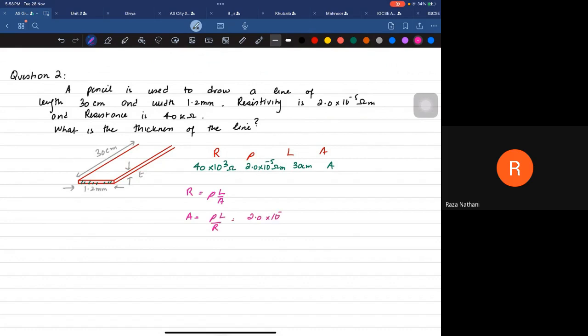So rho is in the SI units, so we're going to keep it that way. Length we're going to change, so it will be 0.30 meters. And then we're going to divide this by the resistance, which is also in SI units. I think you should get an answer of 1.50 times 10 raised to minus 10 meters squared. That would be the area, and the area will be width times thickness. The width is 1.2 times 10 raised to minus 3 because it's 1.2 millimeters, and we want to find this thickness T. So then the thickness should come out to be 1.25 times 10 raised to minus 8 meters, like that.